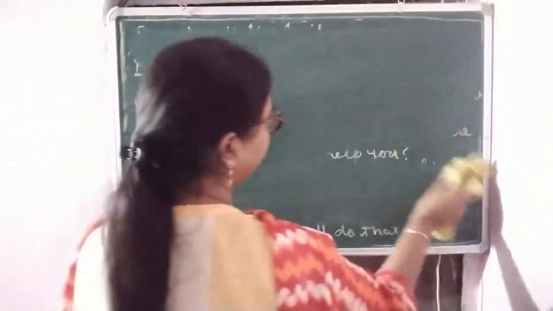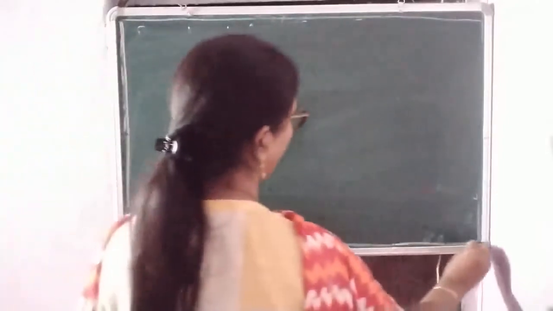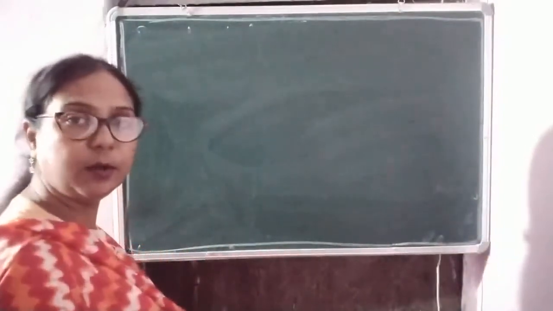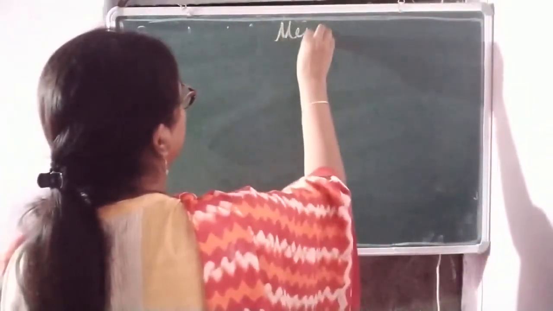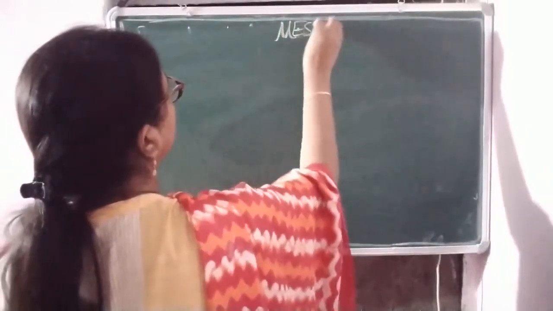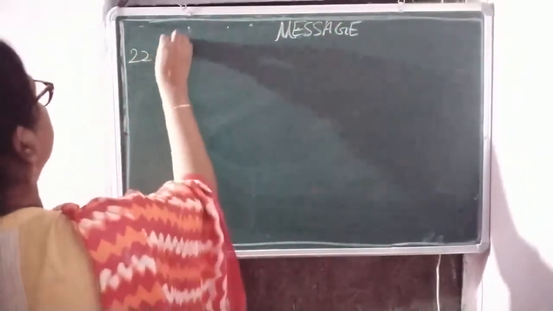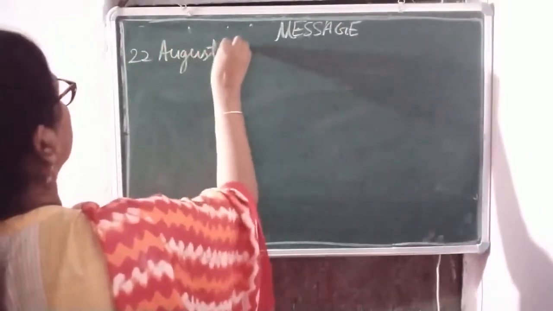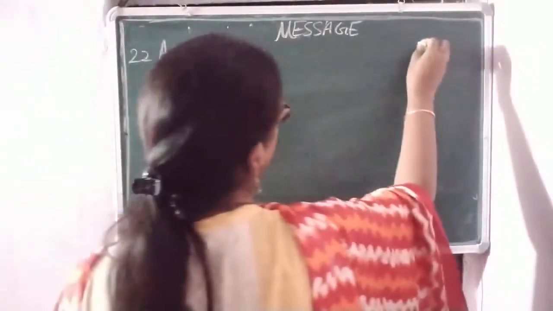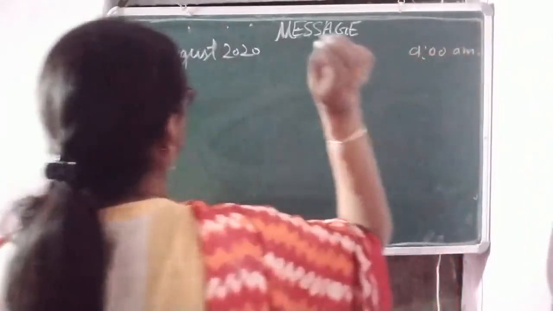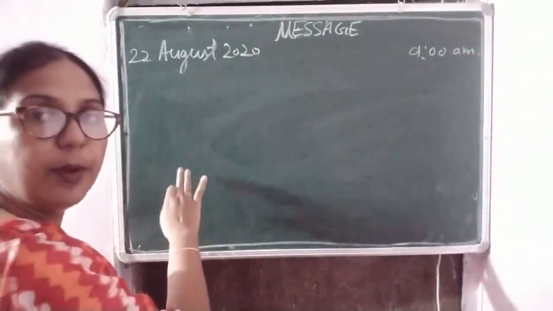So what should we do first? We will just draw a rectangular box. As you all know, the message should be enclosed in the box. Then we will write message, and then date, and then time. Suppose it is 9 a.m., and here you are writing a message to your brother.